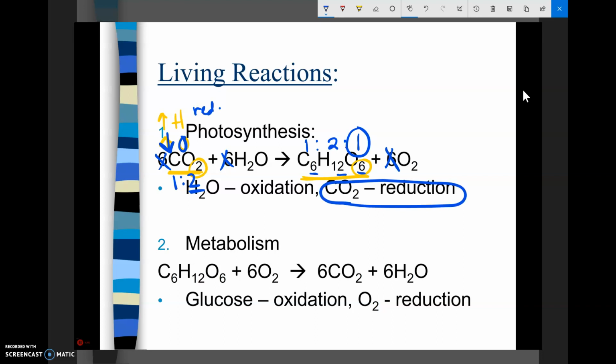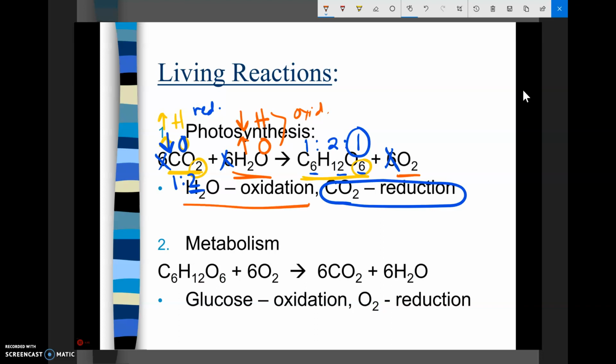So we should be able to assume that water is oxidized, but let's go ahead and prove it just because we want to make sure. So here we're going to compare water to the oxygen. Here we have 2 hydrogens on the water, and no hydrogens on the product side. So we have lost hydrogen. Our oxygen, we went from 1 on the water to 2 on the product side. So that means that we have gained oxygen. If we gain oxygen and lose hydrogen, this shows oxidation. So your water is oxidized.